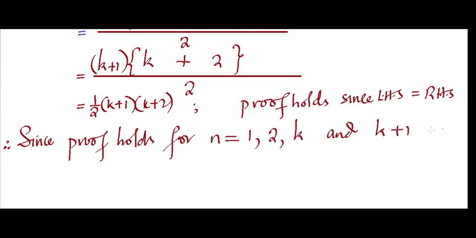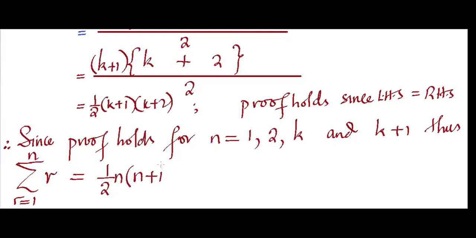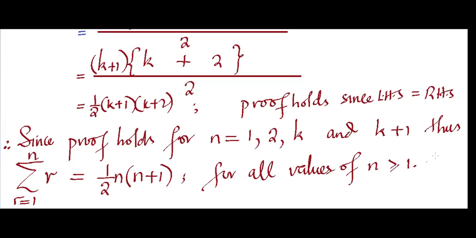at k plus 1. Thus, we are able and confident to conclude that the summation, as we were given, the summation from r equal to 1 up to n of r is always true, and is summing up to a half n into n plus 1, for all values of n greater or equal to 1.